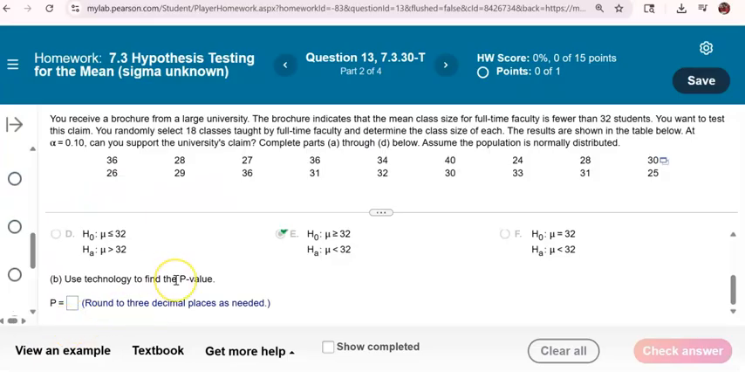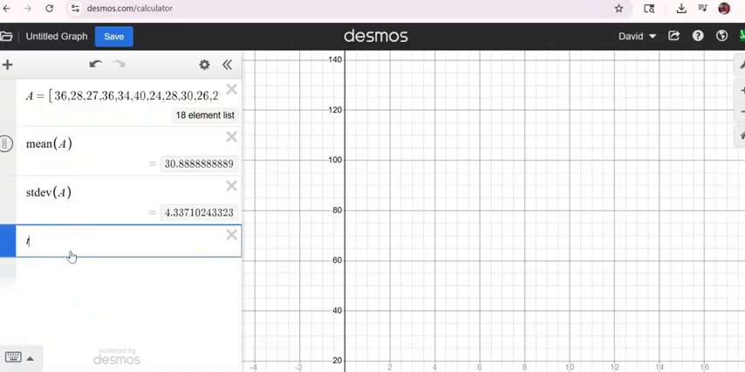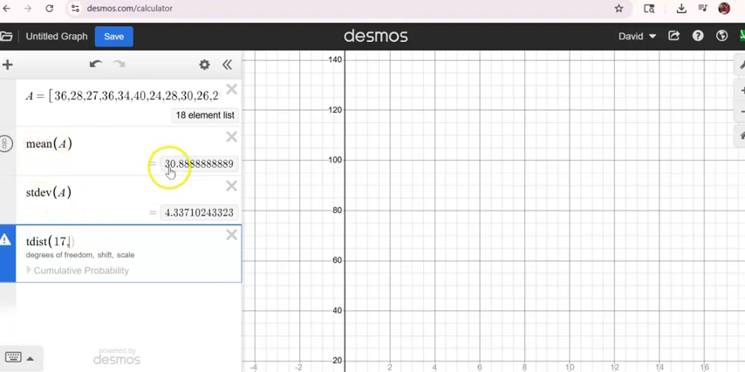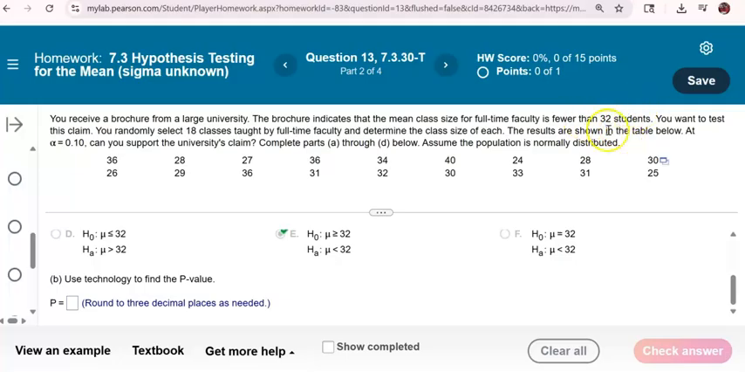All right, now I need to do a t-test to get this p-value. So this is a left-tailed test. So I'm going to type in t-dist. And then the first thing you want to put in there is the degrees of freedom. That's one less than your sample size. So that's going to be 17. All right, now the shift. You've got to be careful here. You don't want to use 30.88 as your shift. You want to use the claim mean as your shift. So 32 is the shift.